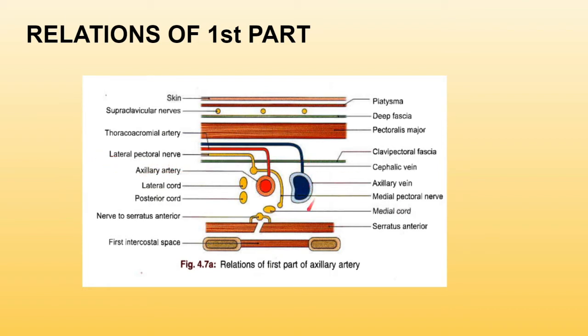Okay, now the posterior relation. As you can see over here, this is the first intercostal space and the external intercostal muscle. External intercostal muscle is actually the muscle of the thoracic part. Okay, so the first intercostal space and the external intercostal muscle, then the first and the second digitations of the serratus anterior muscle. And over here, as you can see, the nerve to serratus anterior is also present. This nerve to serratus anterior is also known as the long thoracic nerve, C5 to C7.